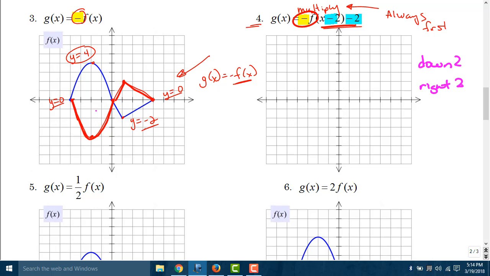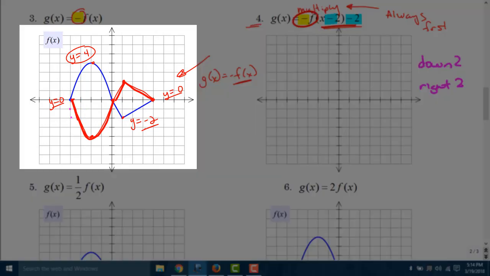It might be easier if I do that graph on top of this one. So if I take this one and I go down 2 and to the right 2. This point, down 2 and the right 2. And just to say, you could go right and then down. That order doesn't matter because they're both subtraction.